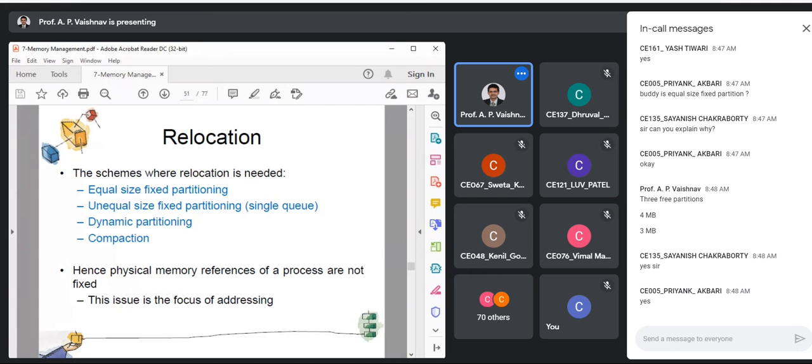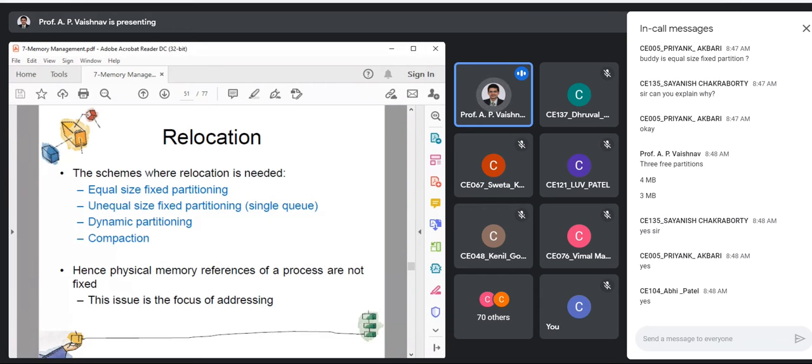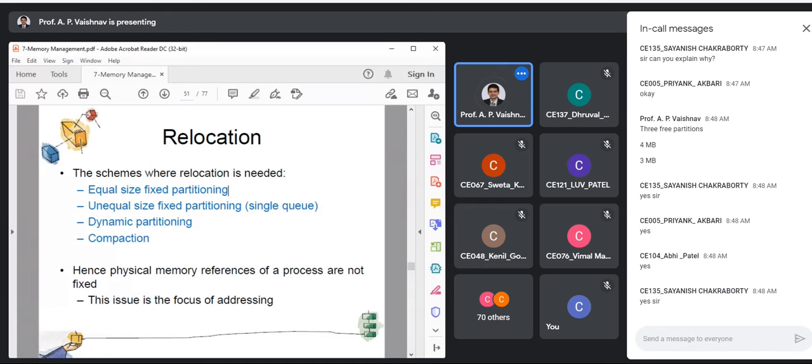Agreed? Right? So, if your OS allocates the first 4 MB partition, or in some other scenario, your OS allocates the third 4 MB partition, that does not matter, isn't it? Do you agree with this, Sainish? So, due to that, your process might be loaded either in the first 4 MB partition or in the third 4 MB partition, right? So, ultimately, it has to relocate, isn't it? It has to change its memory location. Fine. So, that is why equal size fixed partitioning requires relocation. Clear? Right?